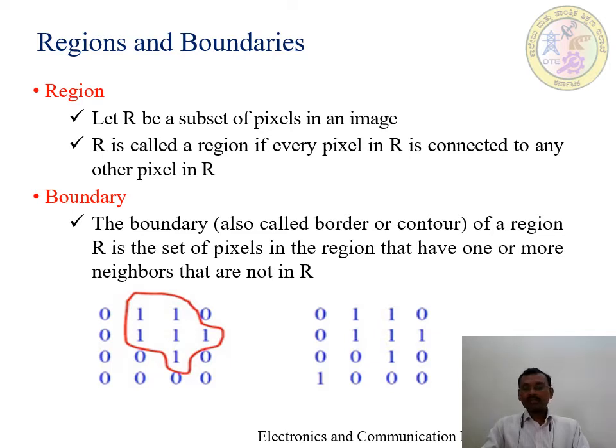Now let us consider the region and boundary. A region is defined as R, a subset of pixels in an image. R is called a region if every pixel in R is connected to any other pixel in R. The boundary of a region R is the set of pixels in the region that have one or more neighbors that are not in R, also called the border or contour.